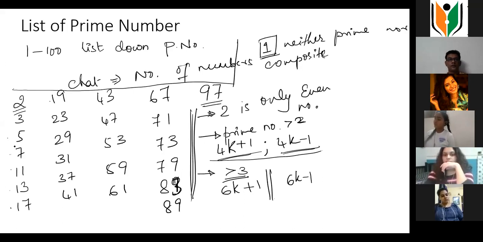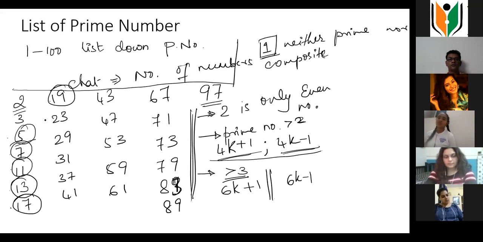6 ones are 6 minus 1. 6 ones are 6 plus 1. 6 twos are 12 minus 1. 6 twos are 12 plus 1. 6 threes are 18 minus 1. 6 threes are 18 plus 1. 6 fours are 24 minus 1. 6 fives are 30 minus 1. 6 fives are 30 plus 1. 6 sixes are 36 plus 1. 6 sevens are 42 minus 1.